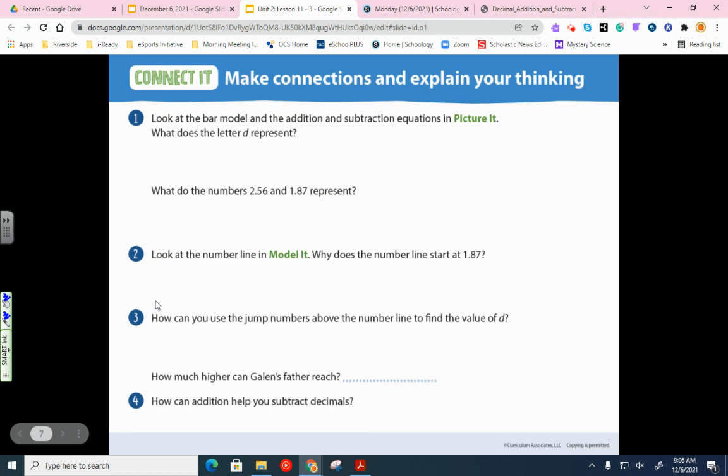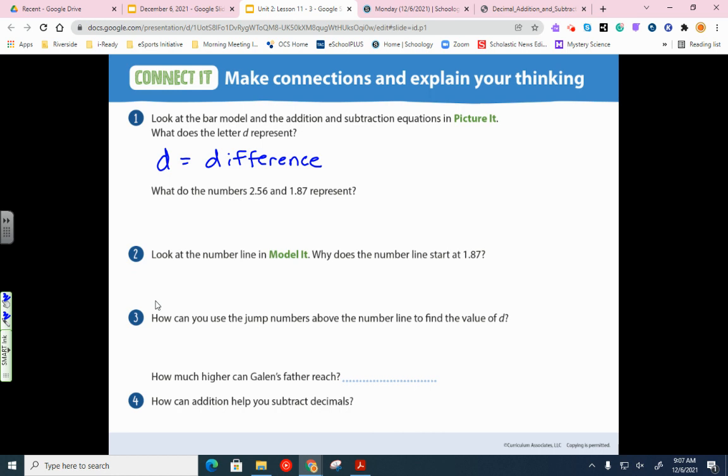All right, so let's look at some of these problems. Look at the bar model, the one under "Picture It." In addition and subtraction equations, what does the letter D represent? The D equals the difference. You'll find that in algebra, when they start introducing letters, they do represent certain things, and they try to do a good job of having a letter that makes sense.